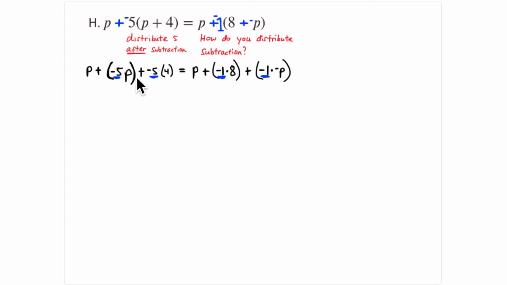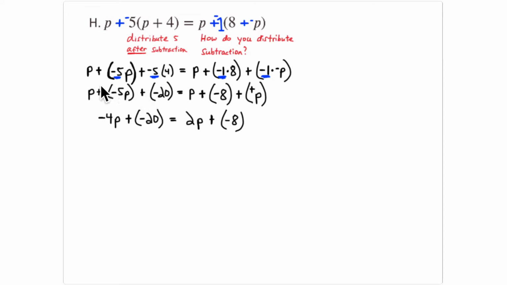So it's a negative 5, and over here it's a negative 1 times 8. So it's the opposite of a positive 8, and it's the opposite of a negative p. Now you can rewrite these. So p plus a negative 5p, this becomes negative 20 right here. This is negative 8, and the opposite of a negative p is a positive p. It's hard. You have to carefully keep track of what the sign is. That's what I think is the hard part of this problem.